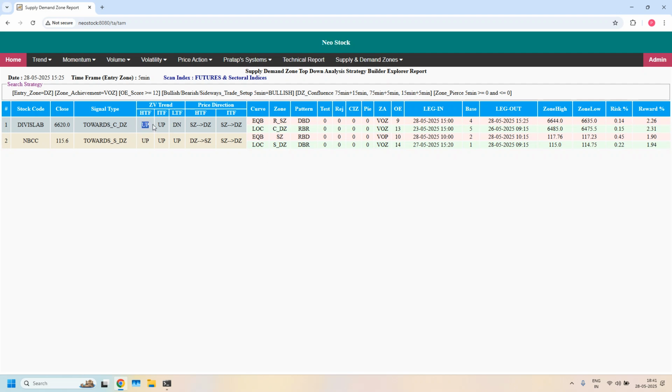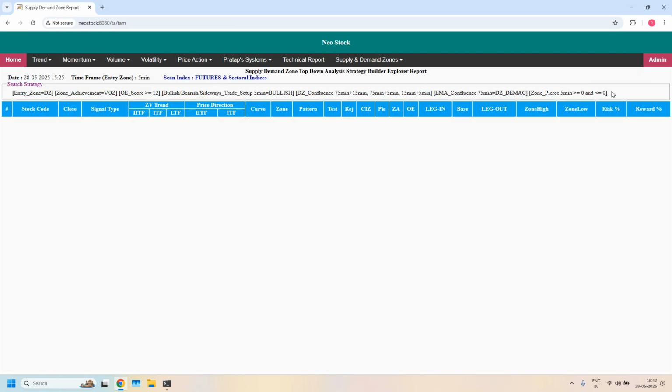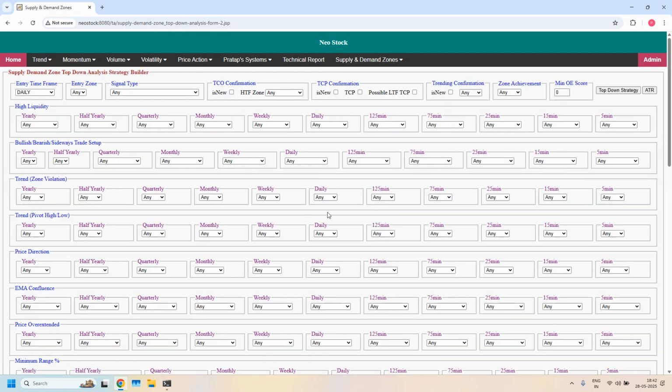Let's verify any of the 75 minutes demand zones are having daily EMA confluence. So none of the stocks are having EMA confluence. So this is bullish trade setup for hourly income trade. Next, bearish trade setup for hourly income trade.